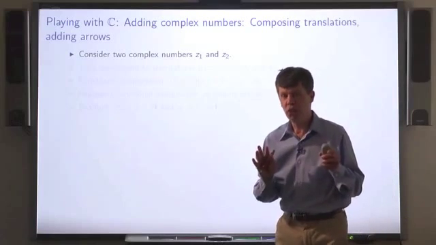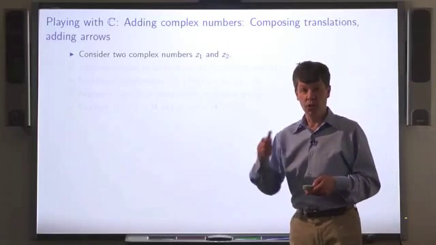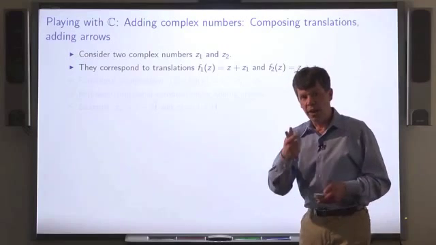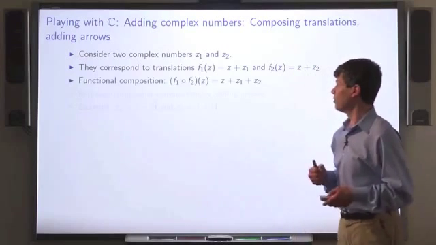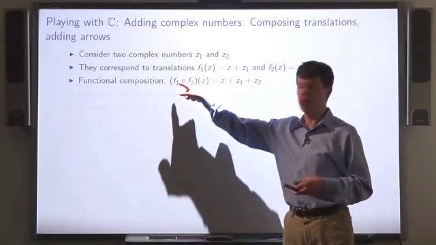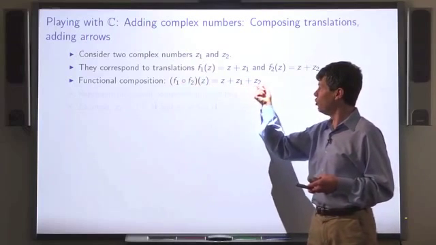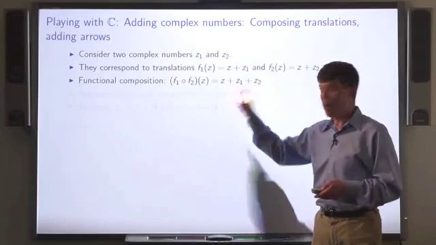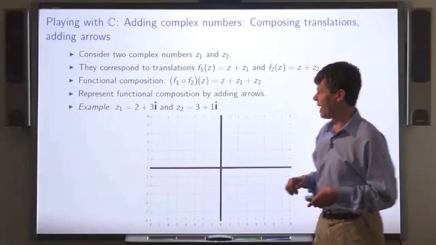Now, consider two complex numbers. Each of them corresponds to a translation. Let's take the functional composition of those two translations. So first we apply f2 to the input, then we apply f1. That's the same as adding first z2 and then z1. So we can represent functional composition by adding arrows. Here's an example.